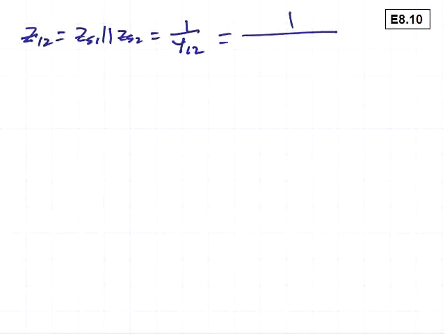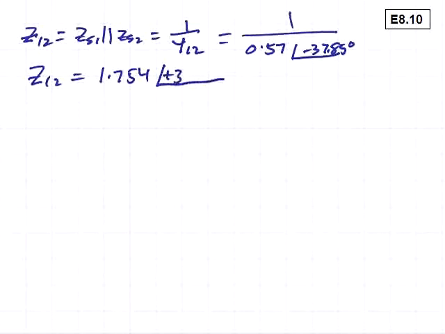Now we can talk about an impedance Z12, which is equal to ZS1 in parallel with ZS2, and that will be the reciprocal of this parallel admittance term, which is equal to the reciprocal of 0.57 at an angle of minus 37.85 degrees, or Z12 is equal to 1.754 at an angle of plus 37.85 degrees ohms, and this in the rectangular form is 1.385 plus J 1.076 ohms.